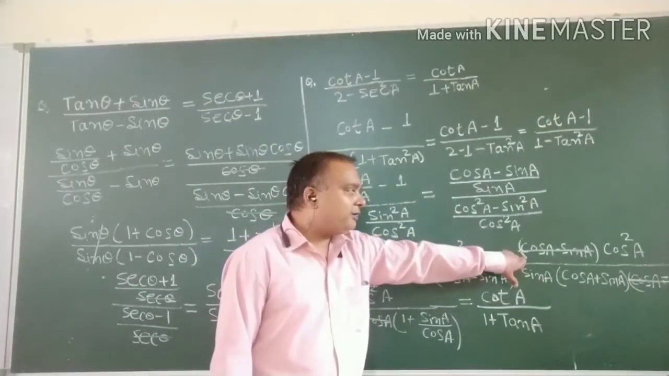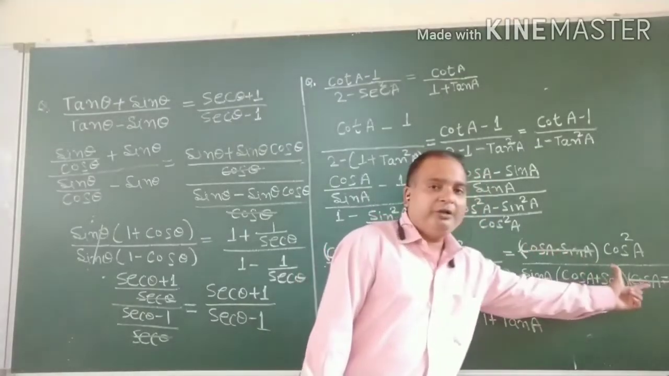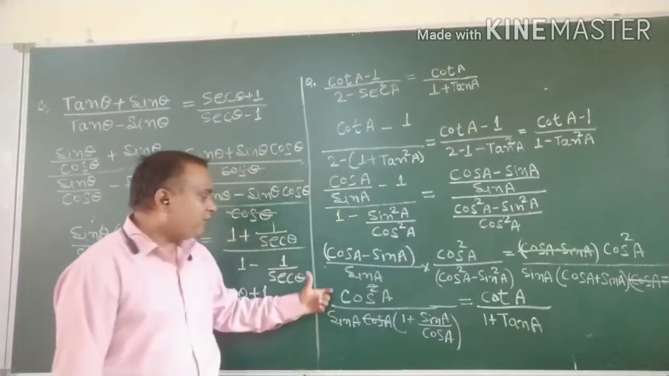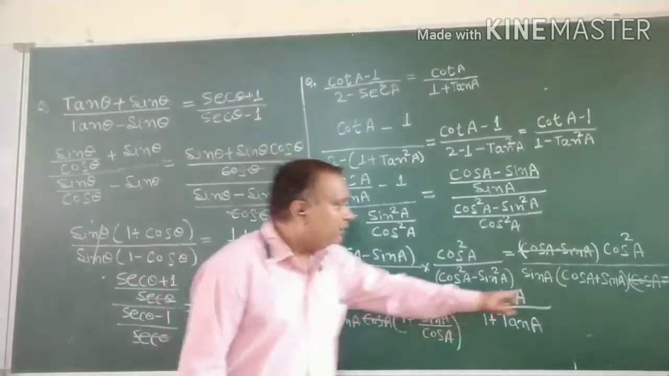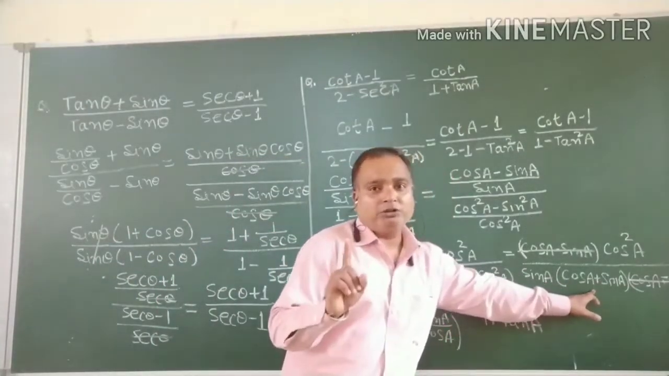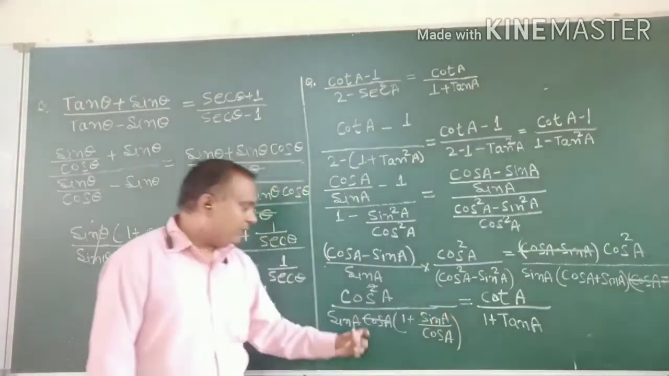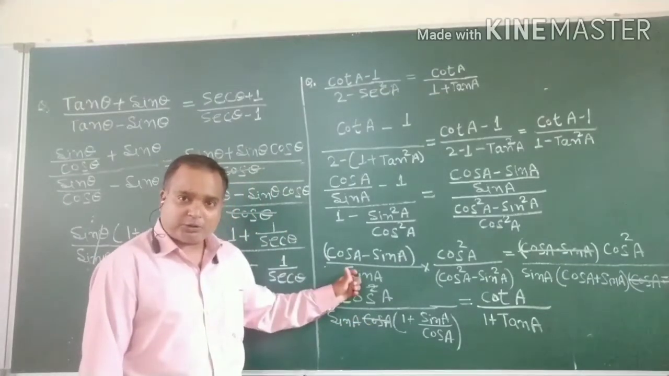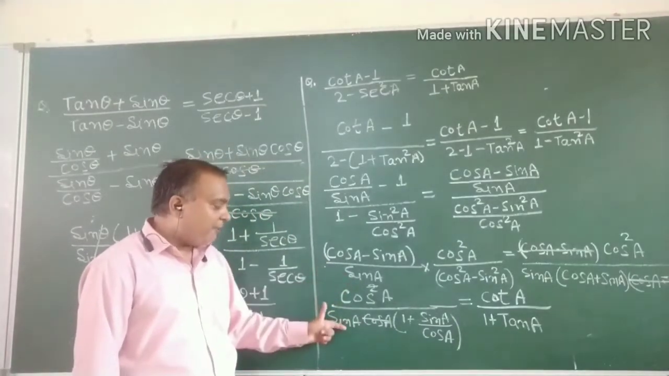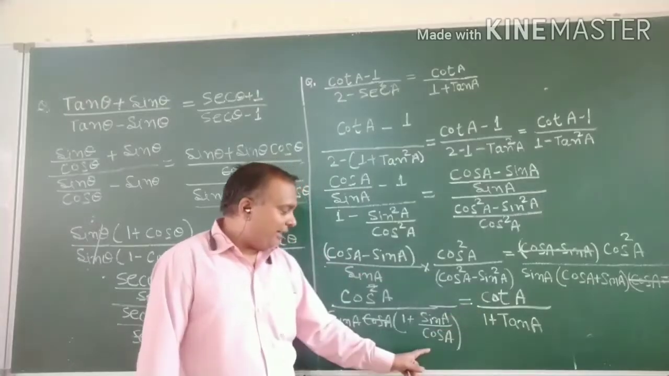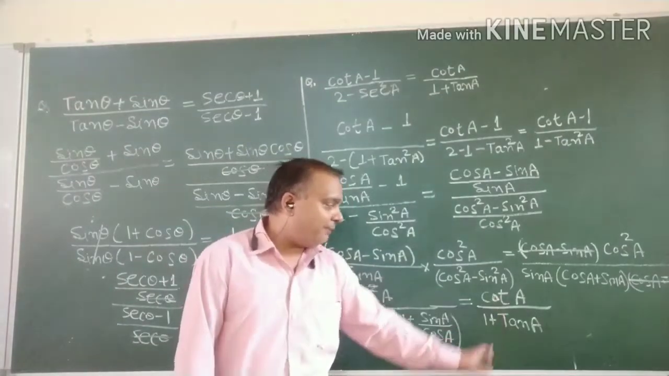Now in the numerator cos a minus sin a, in the denominator is also cos a minus sin a. So both terms will be cancelled out. So the remaining terms are cos square a upon sin a. Now from cos a plus sin a, take common cos a. So when we take common cos a, it will be 1 plus sin a upon cos a. Now this cos a is cancelled out with cos square a. So it will be in the numerator cos a, denominator sin a. So cos a upon sin a, we can write cot a, and the ratio of sin a upon cos a, we know that it is tan a. So it is proved cot a upon 1 plus tan a.